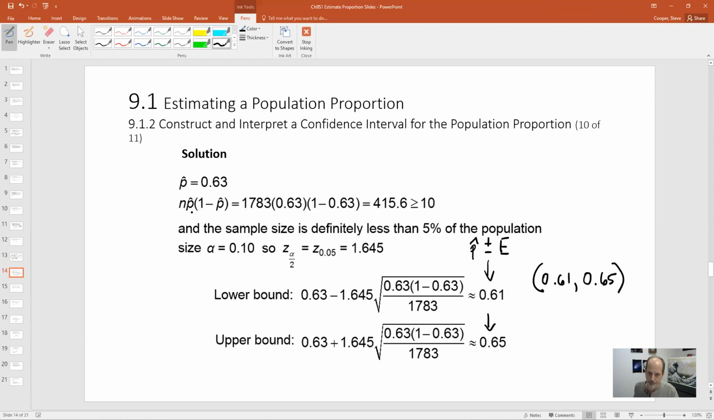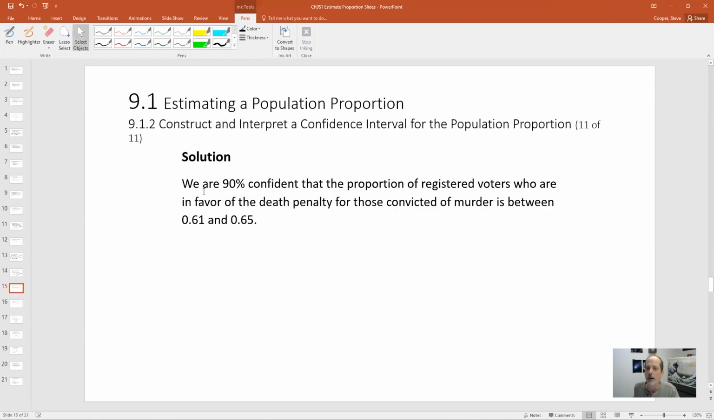Okay, and this is the qualification test: n times p hat times 1 minus p hat is greater than or equal to 10. Well, it's certainly way greater than 10. So, our conclusion is that we're 90% confident that the proportion of registered voters who are in favor of the death penalty for those convicted of murder is between our lower bound and our upper bound, 0.61 and 0.65. Okay, so that's obtaining a confidence interval.